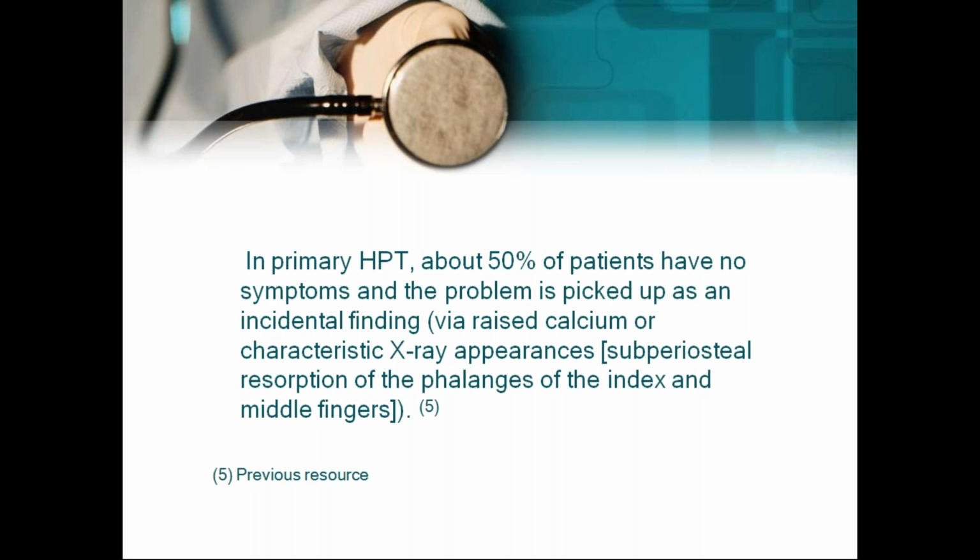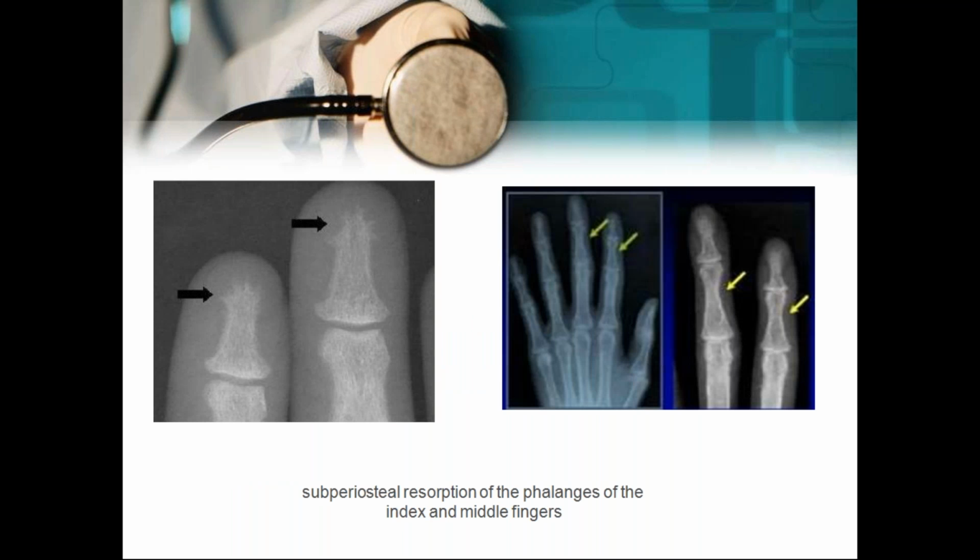As I've told you, on X-rays you might see subperiosteal resorption of the phalanges of the index and middle fingers. This is what you see. You can see the bone being eaten off at the tip of the fingers.